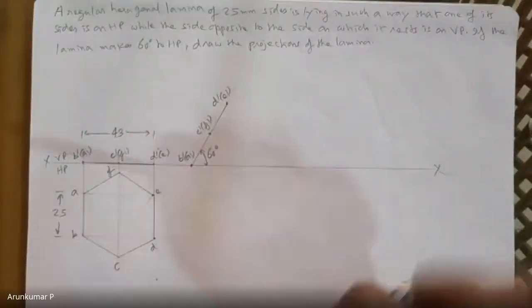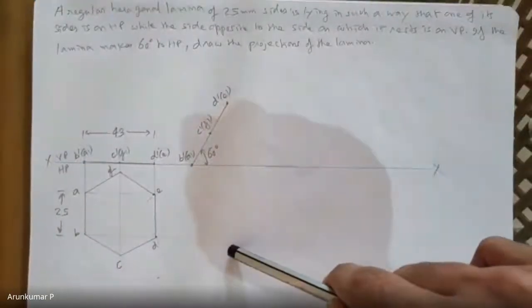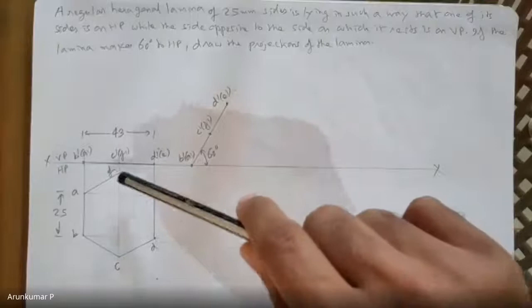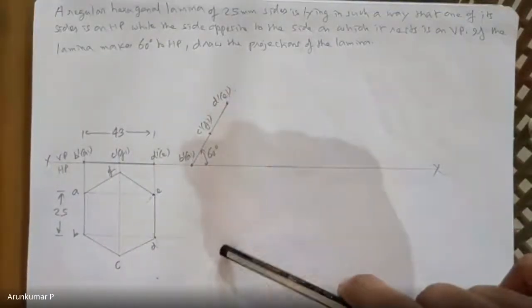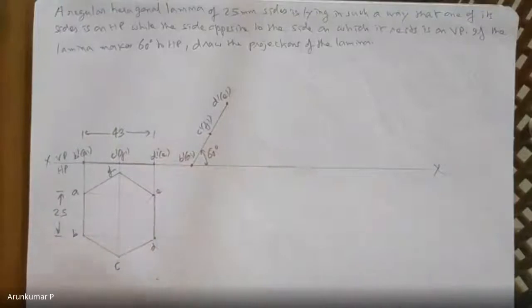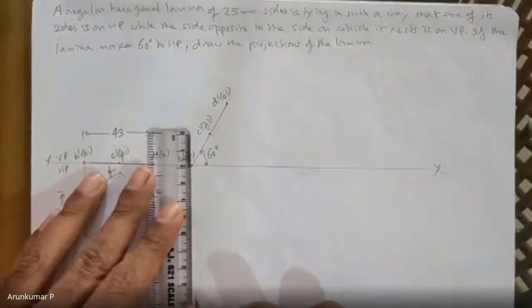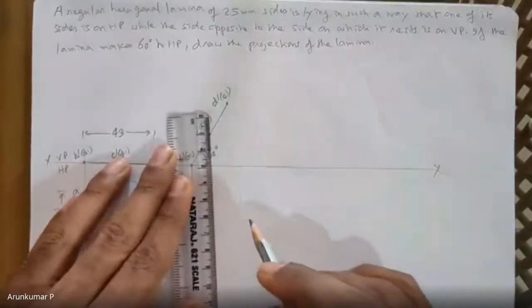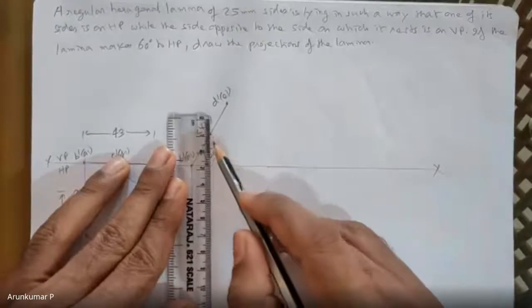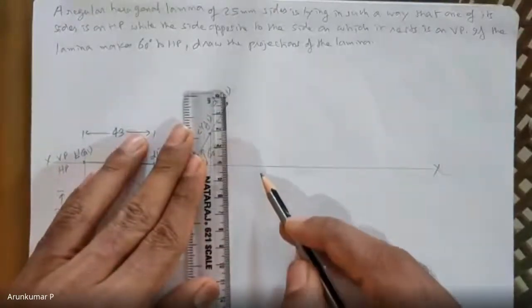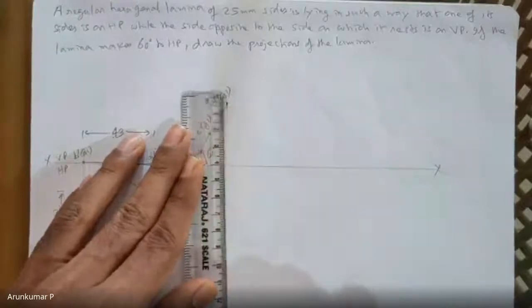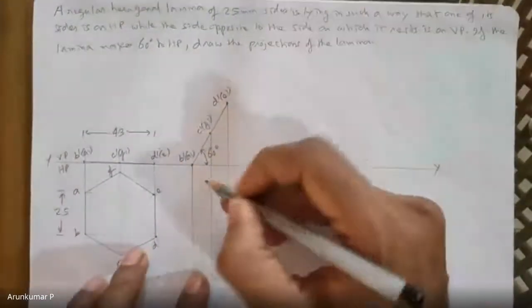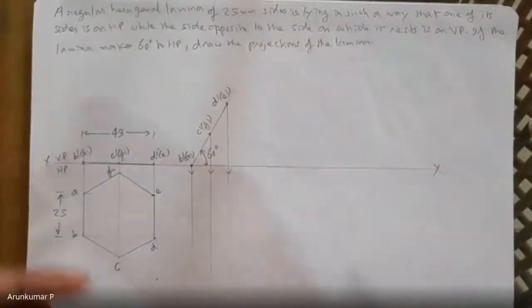Now you can draw the top view. So three vertical projectors from the second step front view and four horizontal projectors from the first step top view. They will intersect and give you the second step top view. Three vertical projectors and four horizontal projectors.